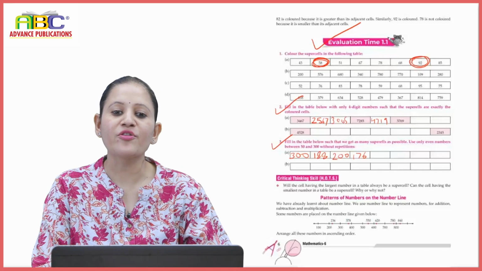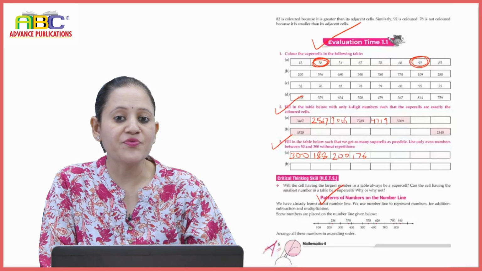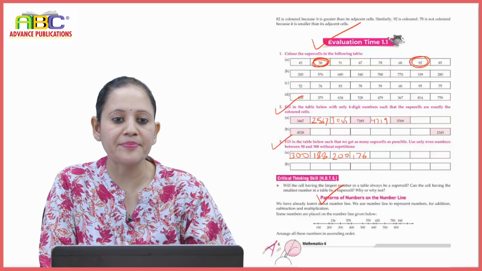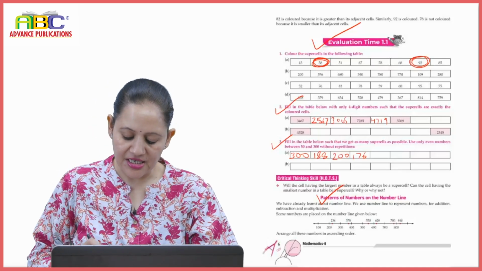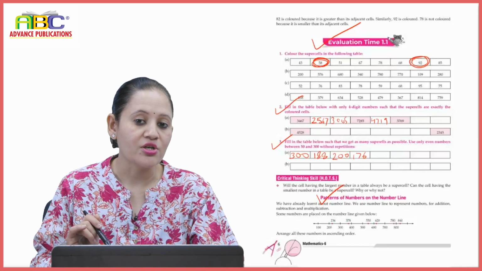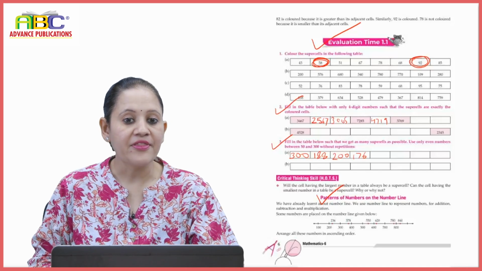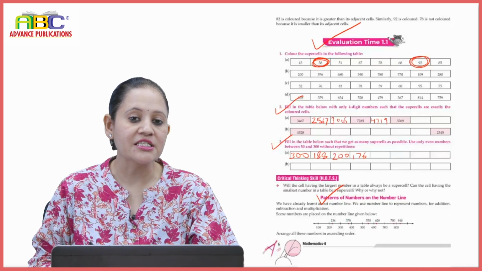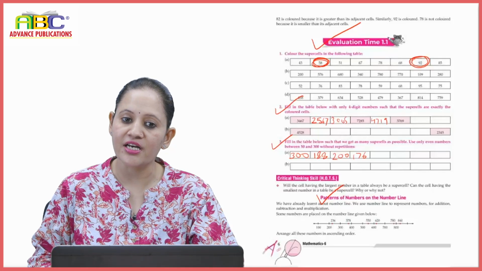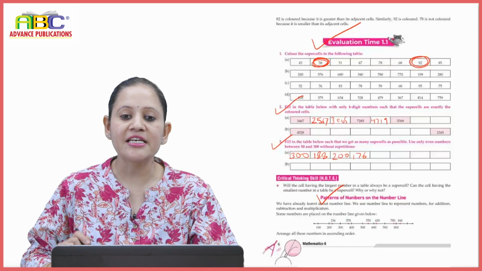Next is patterns of numbers on the number line. We have already learned about number lines. We use a number line to represent numbers for addition, subtraction and multiplication. So numbers are placed on the number line given below. Arrange all these numbers in ascending order, that means increasing order. So we have to start from the smallest number: 100, then 200, 236, 300, 378, 400, 500, 550, 600, 620, 700, 780, 800, 840.